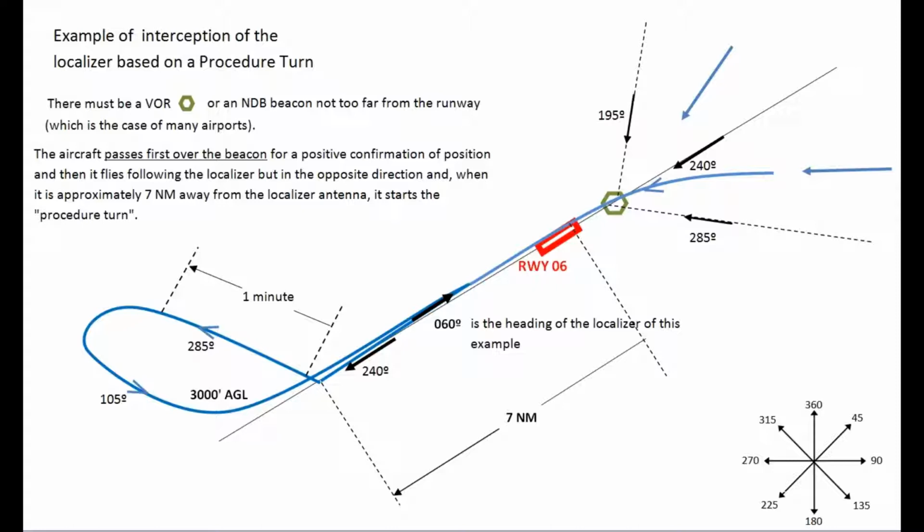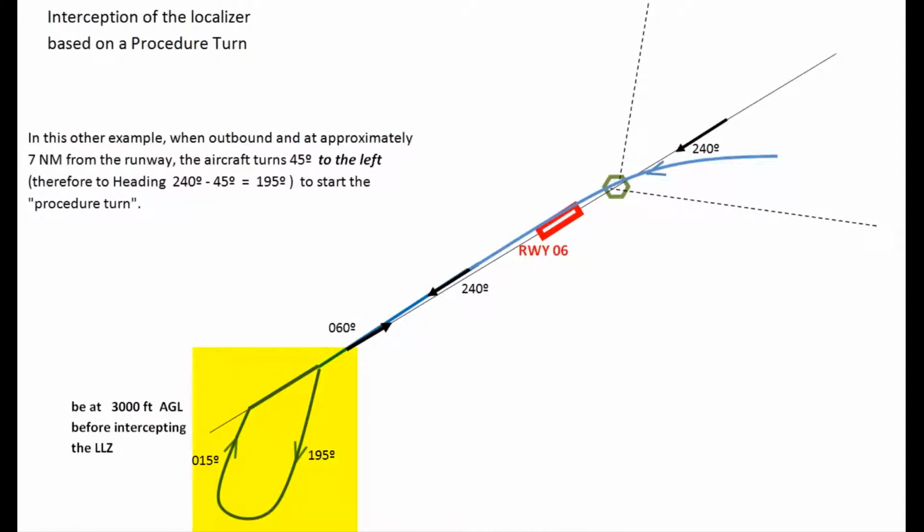If there is high terrain in one side of the localizer, you should then make the procedure turn towards the other side, like shown in this other drawing, in which you start the procedure turn turning 45 degrees to the left, and then after 1 minute you invert course turning to the right, that is towards the localizer. It is very important to make the invert course turn towards the localizer, because if you make it by mistake towards the wrong side, you will intercept the localizer too near of the runway, and therefore above the glide path.